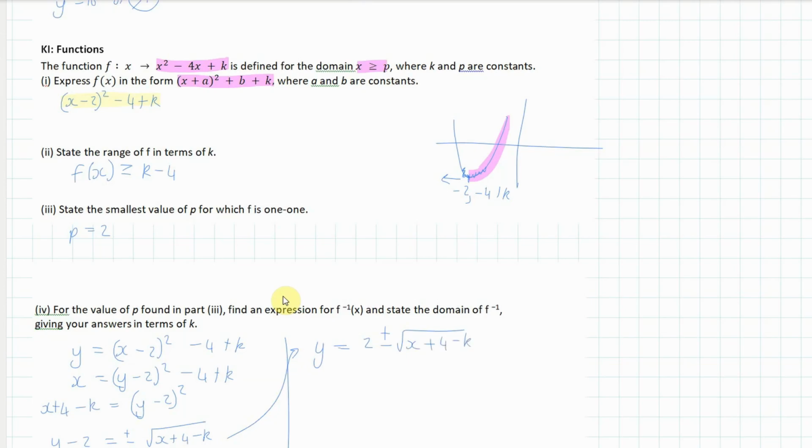And at this point we're going to decide what we want. Now because we've already found earlier that we wanted the right hand side of the 2, therefore we can dispense with the negative, so our final answer will be the inverse is going to be 2 plus the square root of x plus 4 minus k, and that'll be the answer there.